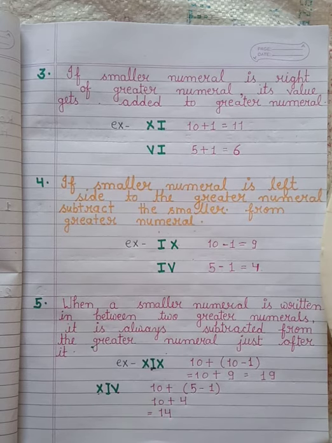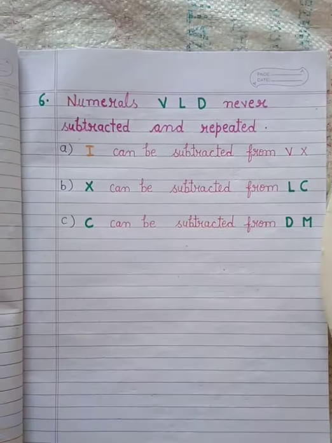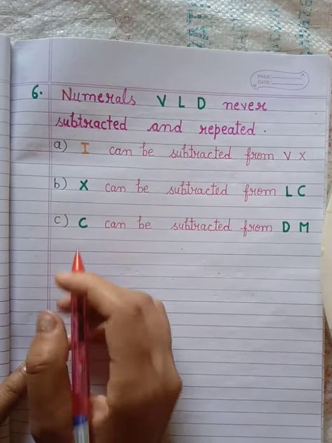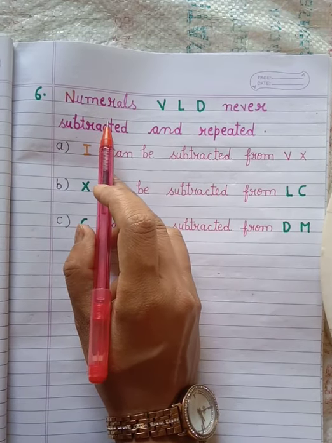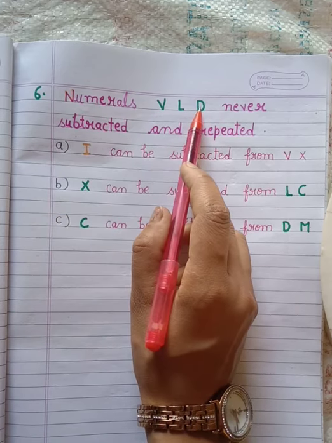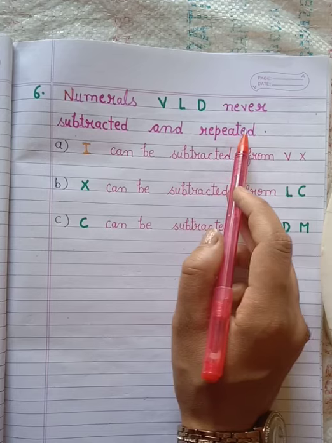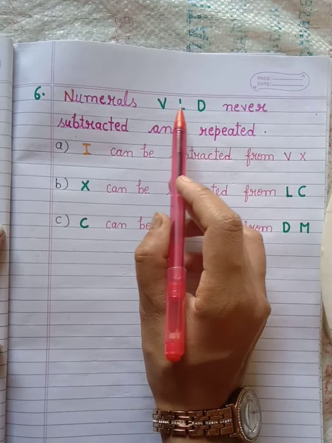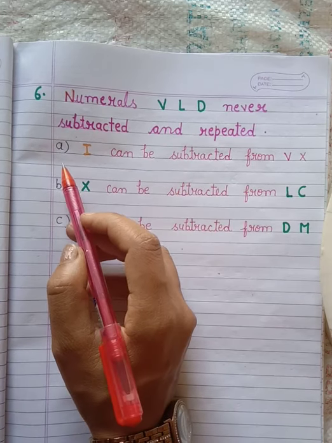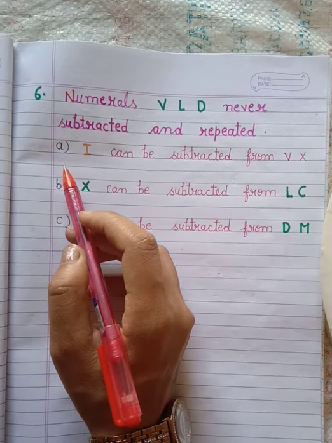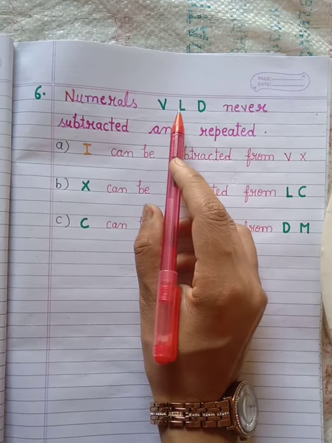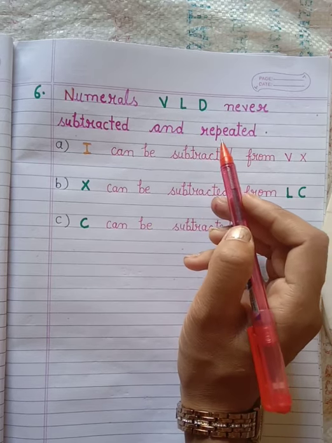Now let's move to the next and the last rule of Roman numerals. Rule number 6 is that numerals V, L, D are never subtracted and never repeated. The numerals V, L, D are never subtracted. So these are three symbols that we cannot subtract or repeat.